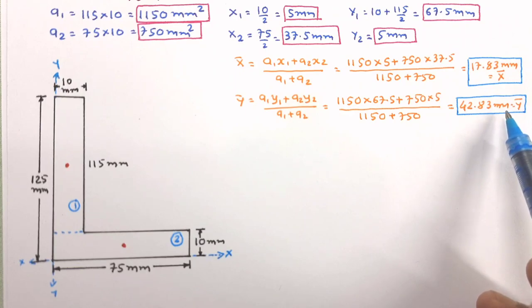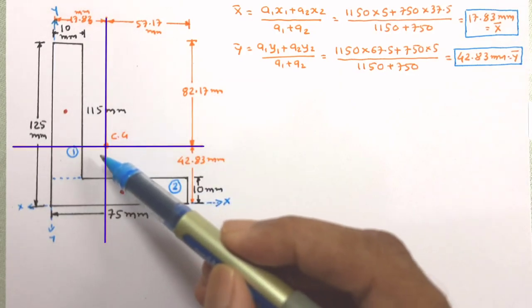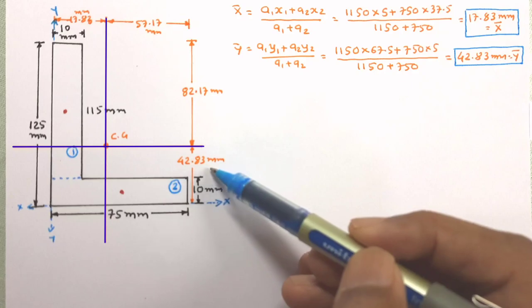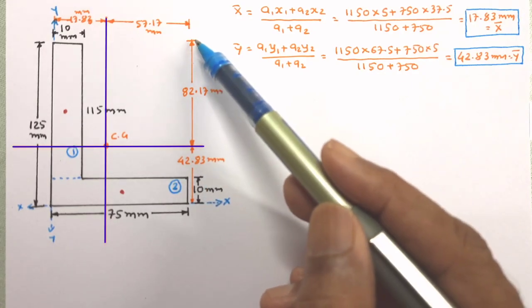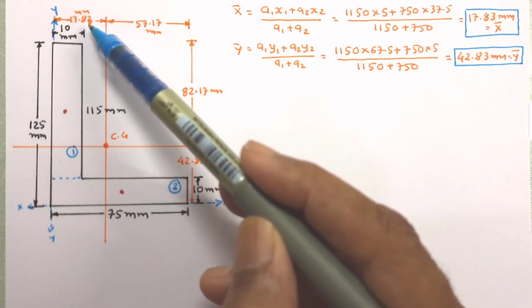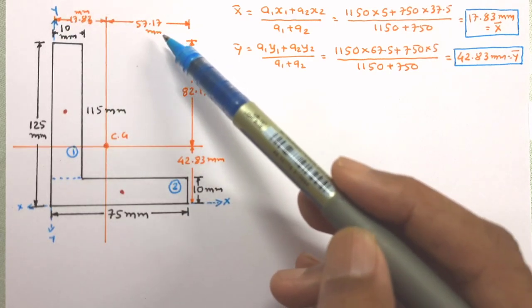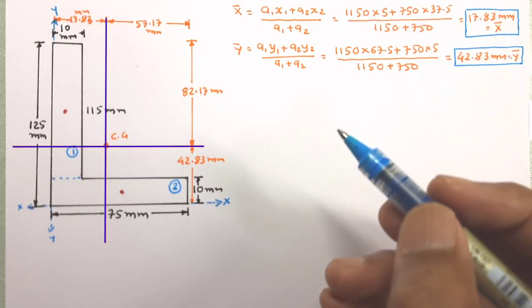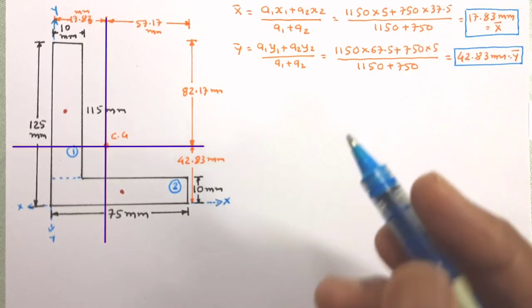Now let us mark the centroid in the figure. So this point is centroid of the figure, which is at 42.83 mm from the base and 82.17 mm from top. Same way, it is 17.83 mm from the YY axis and the remaining distance is 57.17 mm. Now we want to work out moment of inertia about XX axis first.